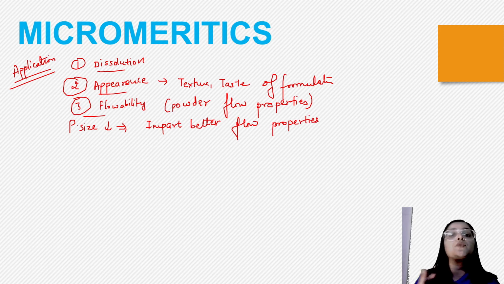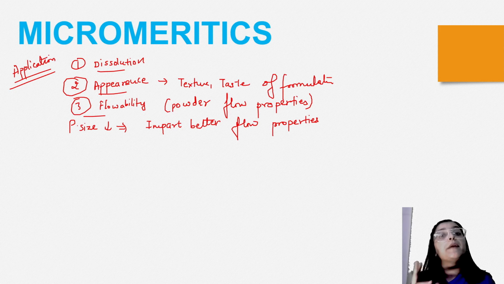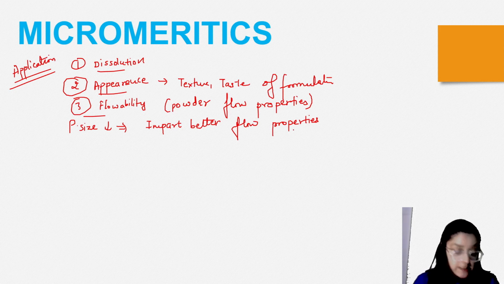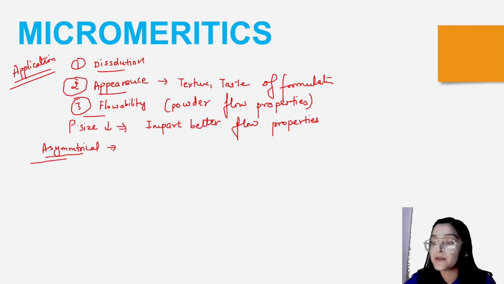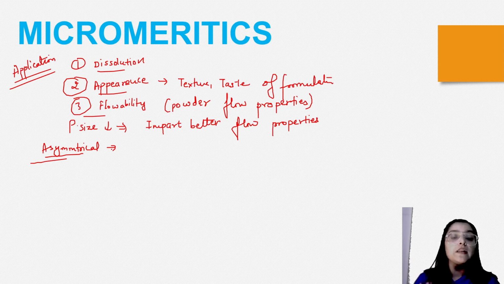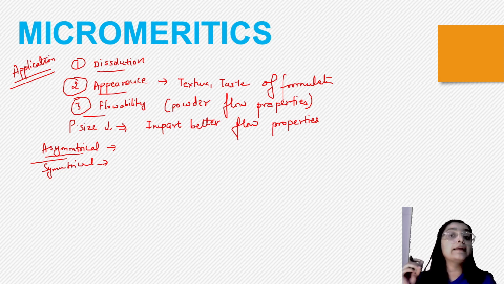Okay, so that's how you can correlate: the smaller the size of the particle, the better its flow properties. In case your particle is asymmetrical, in this case also, the more asymmetrical the particle, the poorer its flow properties. If the particles are symmetrical, the flow properties will be better.